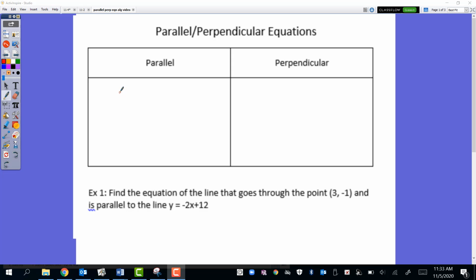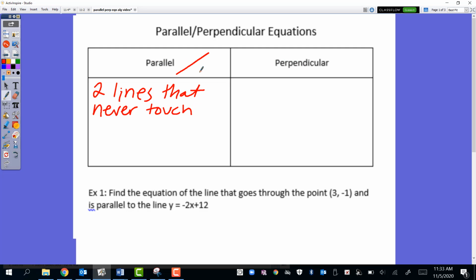Okay, so now we're going to talk about parallel and perpendicular equations. So first of all, we know that parallel means that two lines never touch. And the picture of parallel is two lines that just run along right next to each other, but they're never actually crossing or touching each other. Perpendicular is when two lines cross and they make a right angle. That's what the little box means, is the right angle.